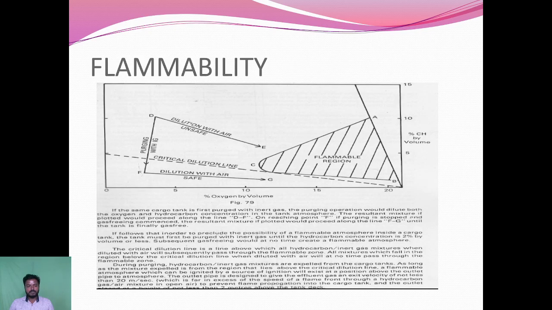This is the flammability diagram. Here the x axis is the percentage of oxygen by volume, and the y axis is the percentage of carbon dioxide by volume. Here you can see that there is a flammable range.